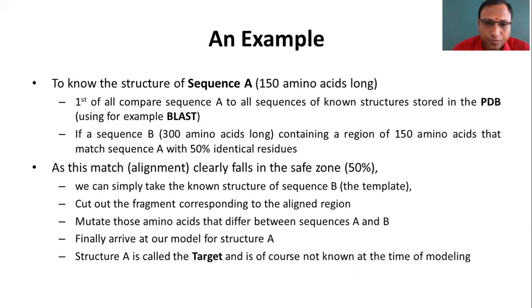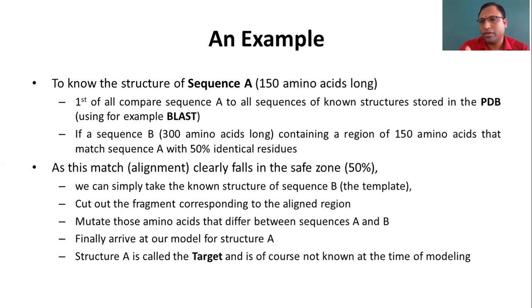So what we are doing here, we can simply take the known structure of the sequence B as our template, and cut the fragment corresponding to the aligned region. So where it is having the similarity, we are cutting it and taking only that region. Then mutate those amino acids that differ between the sequences A and B. So where there are some differences, we are just mutating it. Finally we arrive at our model for the structure A.